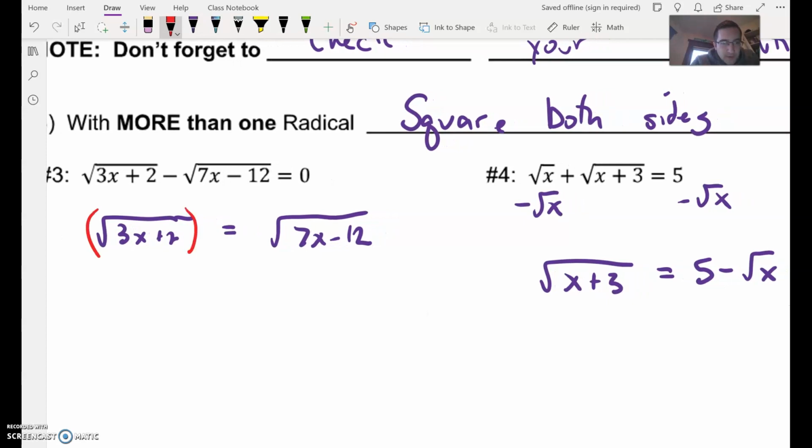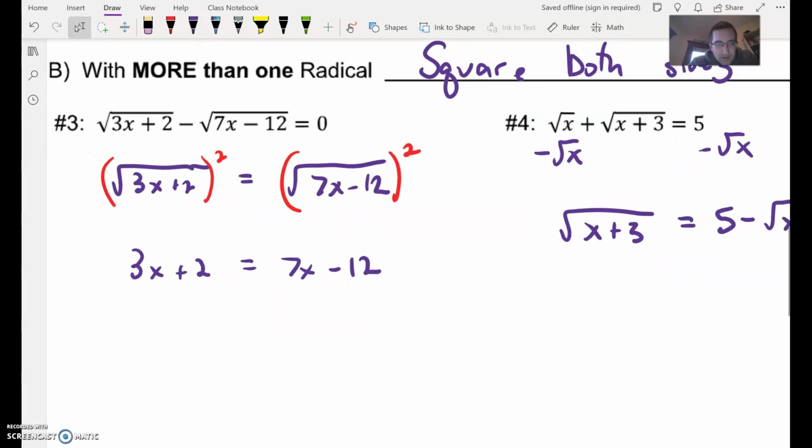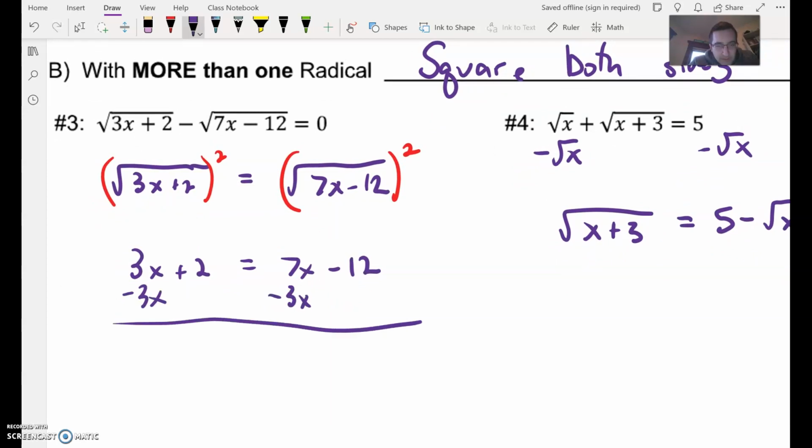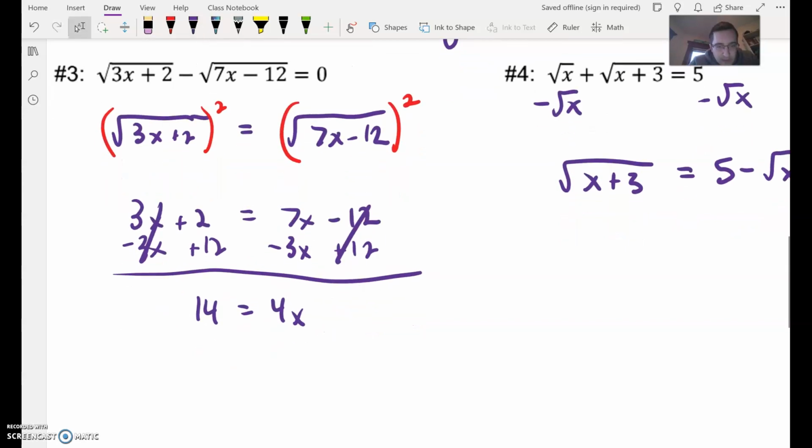So we square this, we square this. What do we get? Squared and the square root cancel out. 3x plus 2. Squared and the square root cancel out. 7x minus 12. I mean, come on. Works out nice and easy for us. I'm going to move the 3x over here. I'm going to move the 12 over here. Those cancel, those cancel. 2 and 12 makes 14. 7 minus 3 makes 4. And you get your answer.